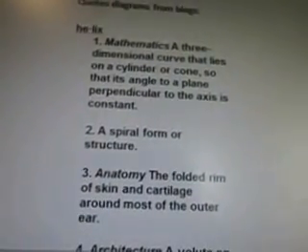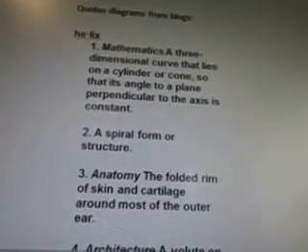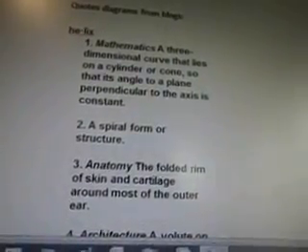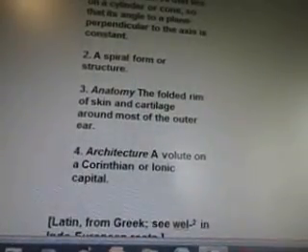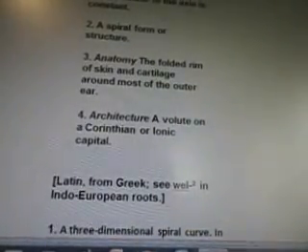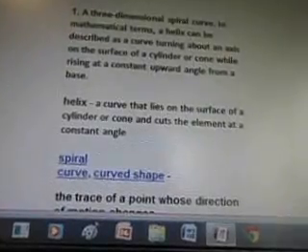Quotes, diagrams from blogs. Helix. Mathematics: a three-dimensional curve that lies on a cylinder or cone so that its angle to a plane perpendicular to the axis is constant. A spiral form or structure. Anatomy: the folded rim of skin and cartilage around most of the outer ear. And architecture: a volute on a Corinthian or Ionic capital. Latin from the Greek, Indo-European roots.